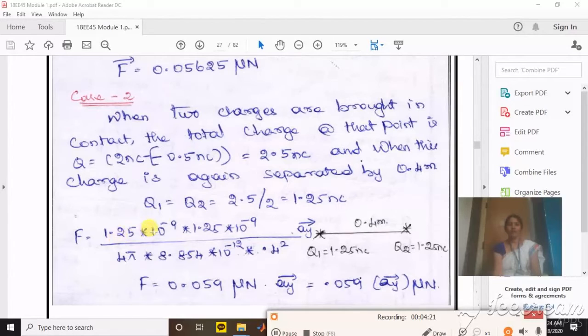So in the place of F, 1.25 into 10 to the power of minus 9, because when both the charges are brought in contact and separated, the charges at point A and B are going to be half of this 2.5 nanocoulomb. So 1.25 into 10 to the power of minus 9 into 1.25 into 10 to the power of minus 9, divided by 4 pi. Epsilon value is 8.854 into 10 to the power of minus 12, into the distance between them, 0.4, so 0.4 the square. So after solving you will get 0.059 micronewton. Since you have placed on the y axis, you can write it as AY, or without AY also, no problem.